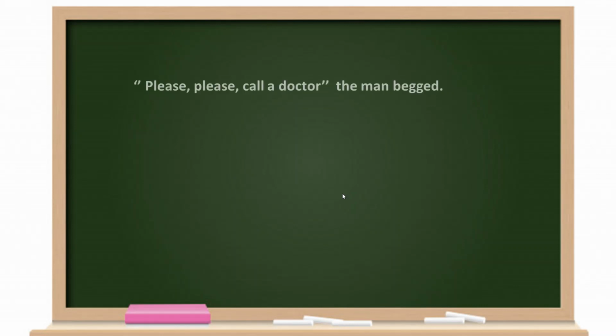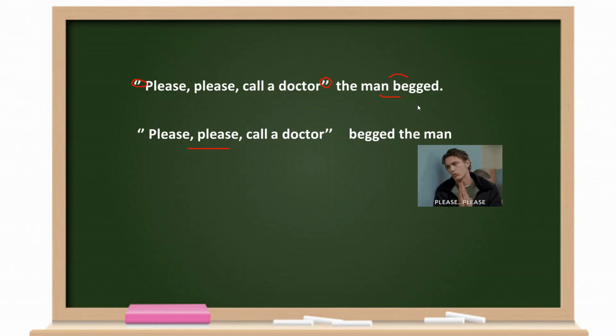Okay, another example: please call a doctor, the man begged. Again, this is a direct speech sentence. How do I know this? By seeing those quotation marks. This is the direct speech sentence and this is the reporting phrase. How can we apply inversion? Please call a doctor stays the same. We do not change anything in this one, but the change is applied to the reporting phrase. So it becomes begged the man. We switch places between the verb and the subject.